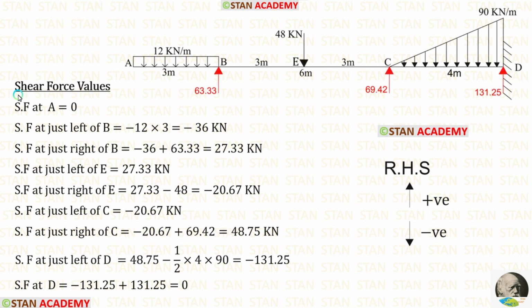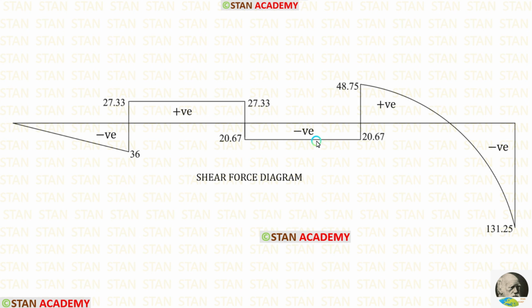Now let us calculate the shear force values. I am going to start in the point A and move towards the point D. In this case, I am moving towards right hand side. Upwards will be positive and downwards will be negative. You can see the shear force calculations. Using the shear force values, we can make the shear force diagram. Under the UVL, we have to make the shear force diagram in the shape of parabola.